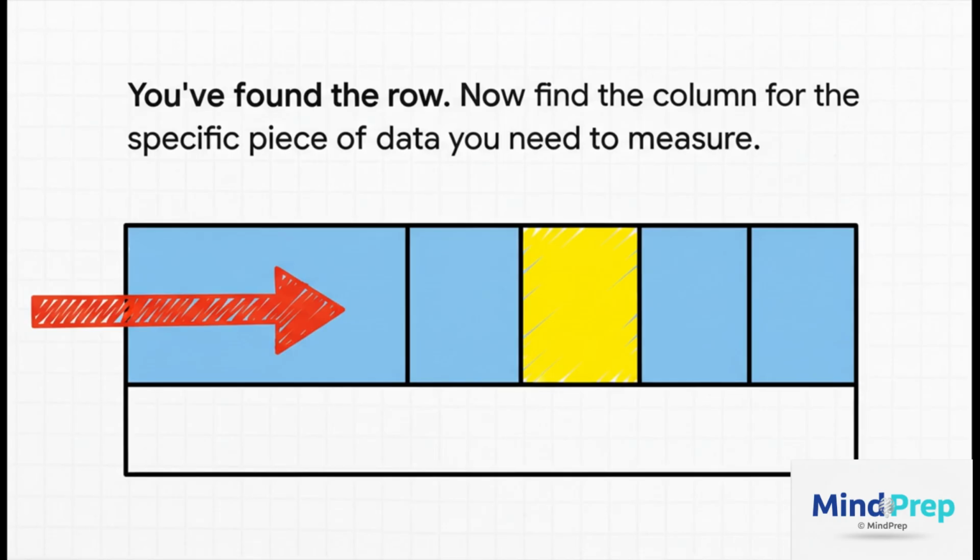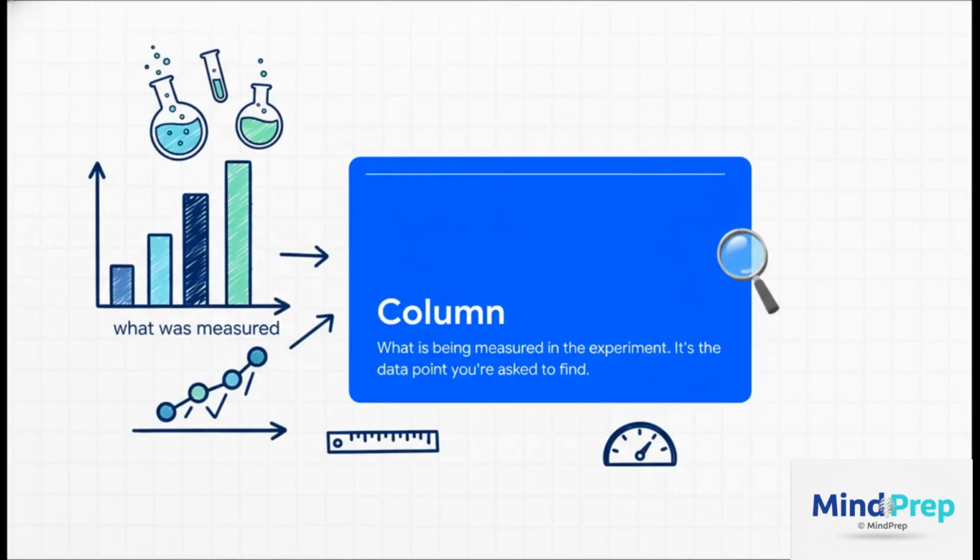Now for step 3, find the column. The question is also going to tell you exactly what thing they measured that you need to find. The column is just the measurement. If the row tells you who or when, the column tells you what they found out. It's the result, the data you actually need to answer the question.